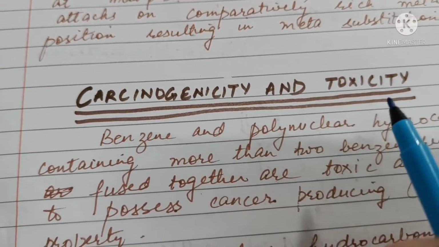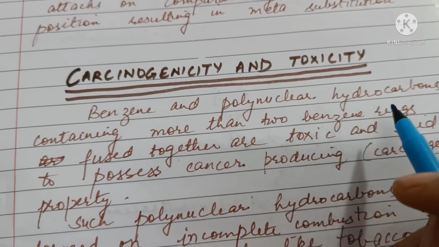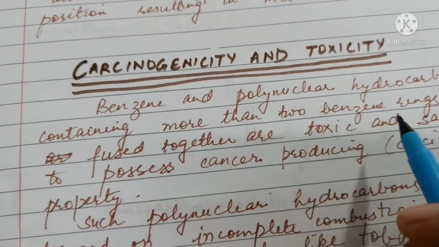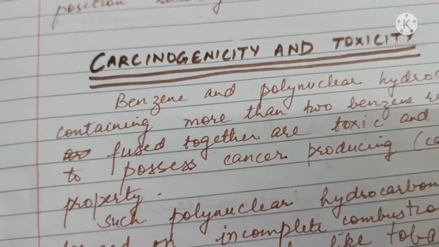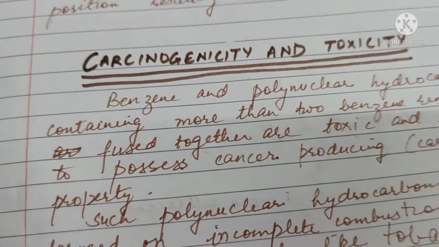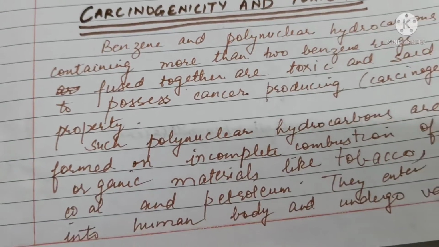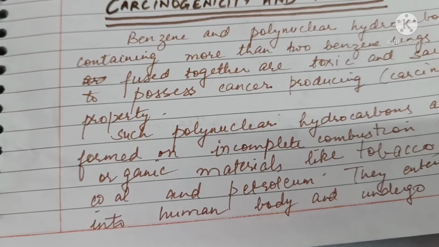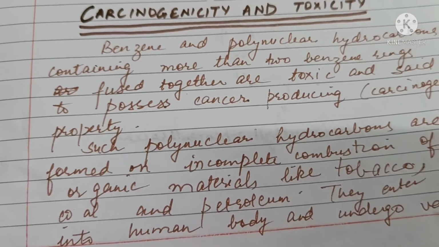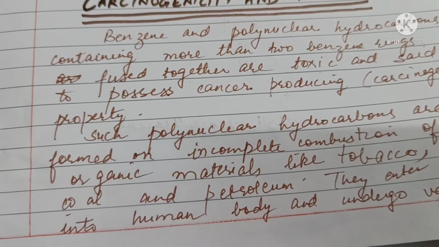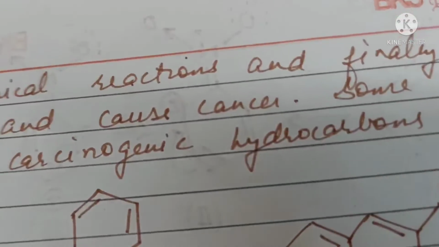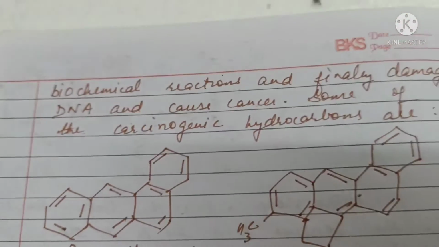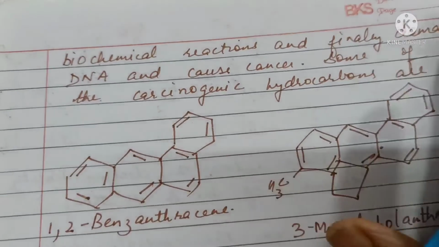Carcinogenicity and toxicity. Benzene and polynuclear hydrocarbons containing more than 2 benzene rings fused together are toxic. They have cancer-producing, carcinogenic properties. Such polynuclear hydrocarbons are formed on incomplete combustion of organic materials like tobacco, coal, and petroleum. They enter into the human body and undergo various biochemical reactions and finally damage DNA and cause cancer.